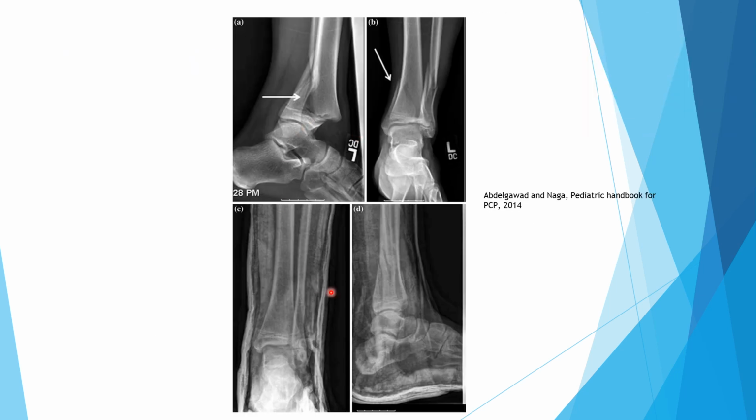So this X-ray is from my book for one of my patients. So this is a Salter-Harris type 2 of the distal tibia. You can see a large metaphyseal part here. So the treatment for this is closed reduction and cast application. Most of the Salter-Harris injuries of the distal tibia can be treated with closed reduction and casting.